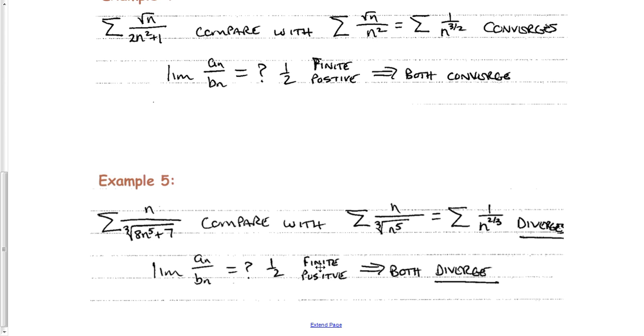Now, the limit is 1/2, which is finite and positive, and so the limit comparison test applies. And that's the issue. It applies. Well, if it applies, then both series converge or both diverge. We know one diverges, so the other diverges. So this series actually diverges by the use of the limit comparison test.